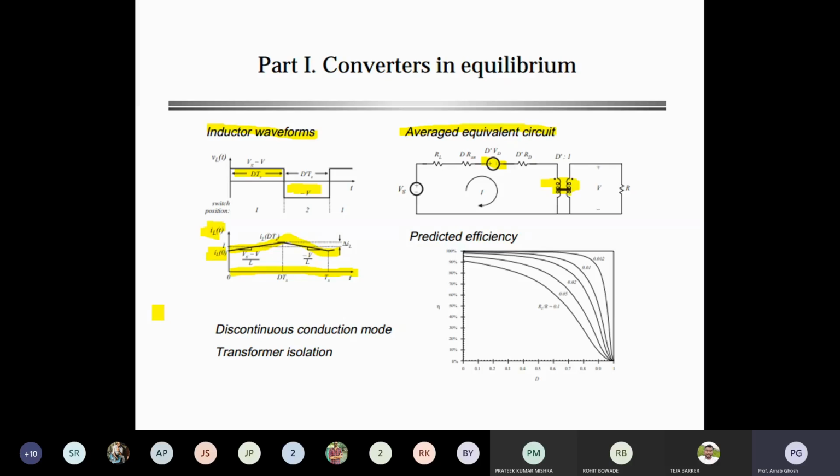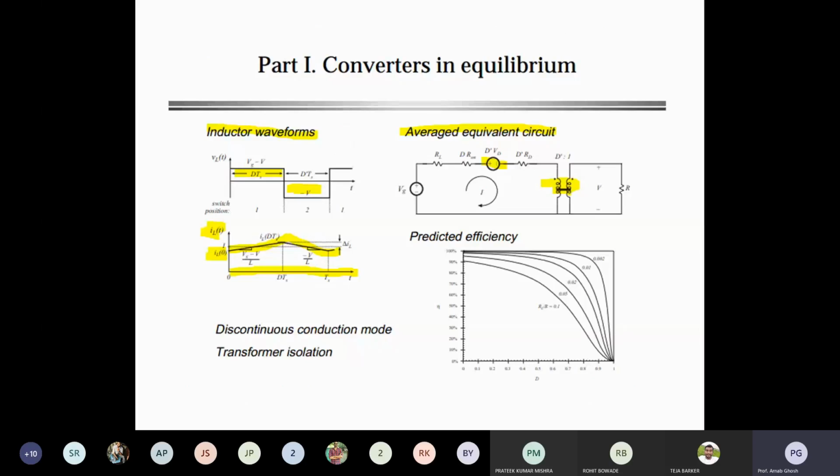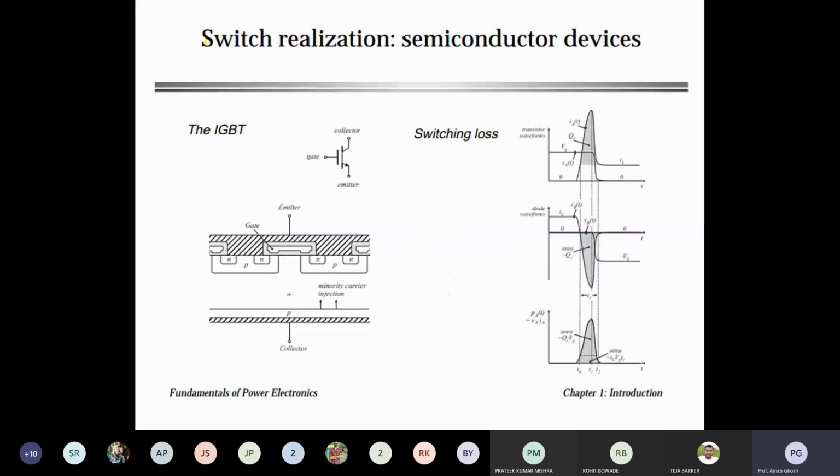Then there is switching device realization, which I will discuss in a separate chapter. It's a very brief overview of the different chapters. That chapter is related to converter modeling and steady state application. Now switching realization: different types of switches will be used when semiconductor devices are used, like IGBT, MOSFET, BJT. Then different switches like SCR, thyristor, lots of switches are there.